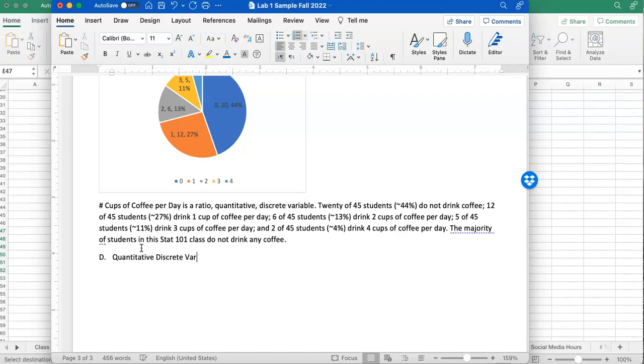Discrete variable, measures of central tendency and variability. All right. Okay, so remember cups of coffee. Coffee variable is a quantitative discrete variable. Oh, you know what I forgot?